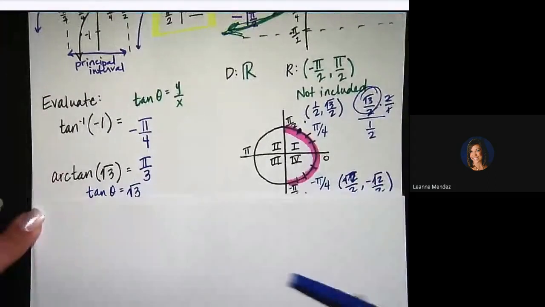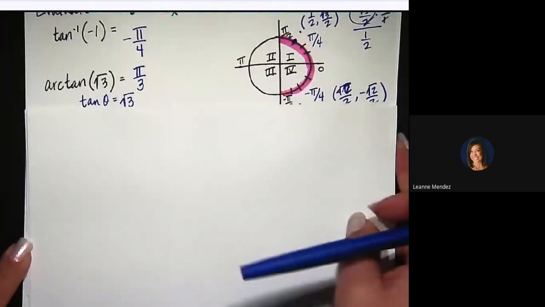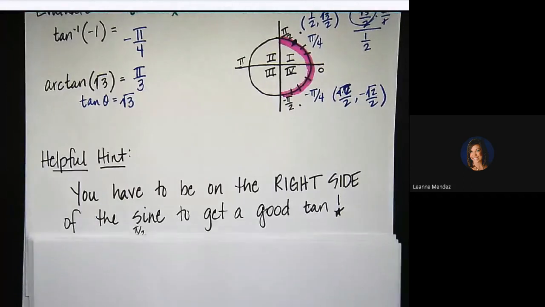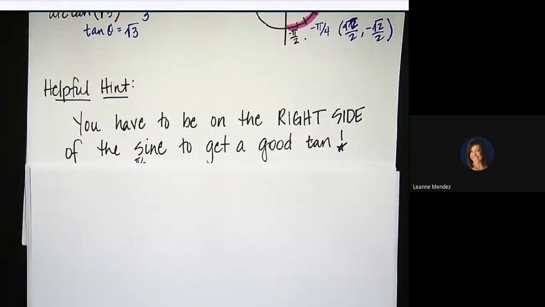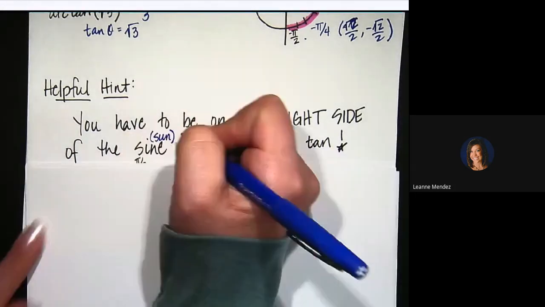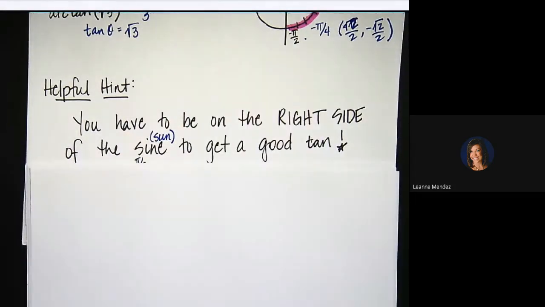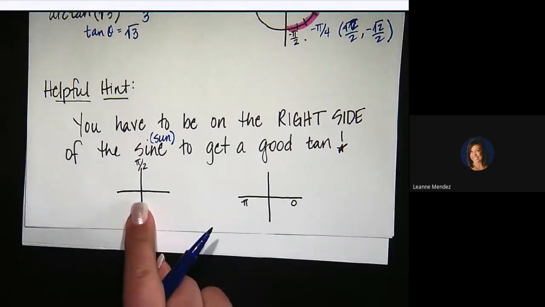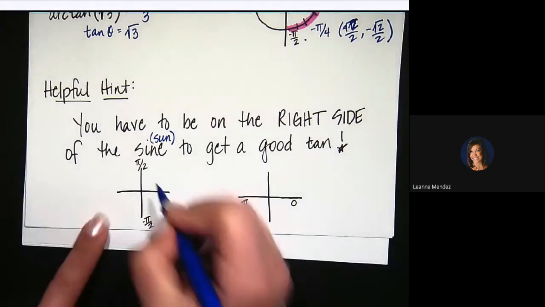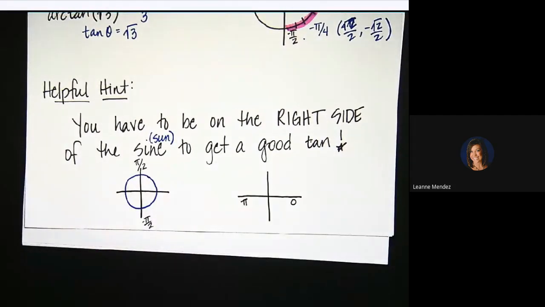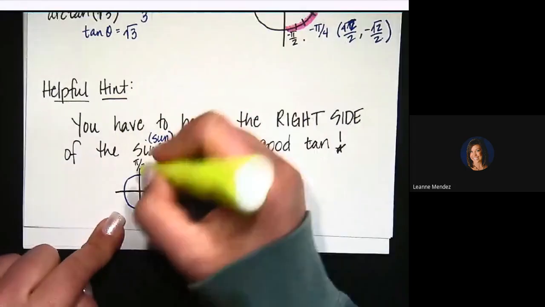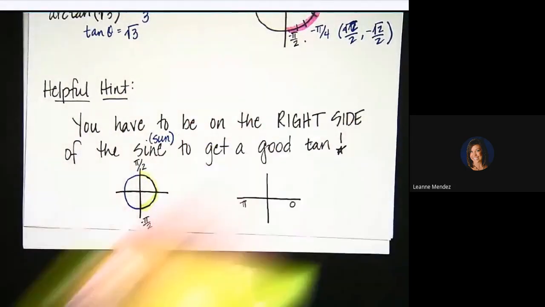quadrants. A very helpful hint, kind of a little sentence that some pre-cal teachers have used to help you remember where the values come from. If you remember this statement, you have to be on the right side of the sign to get a good tan. Or really, you've got to be on the right side of the sun, but change the word sun to sine to get a good tan. What does that mean? Well, let's think of our quadrants. If you think of the unit circle as a sun, the right side of the sun is quadrants 1 and 4.